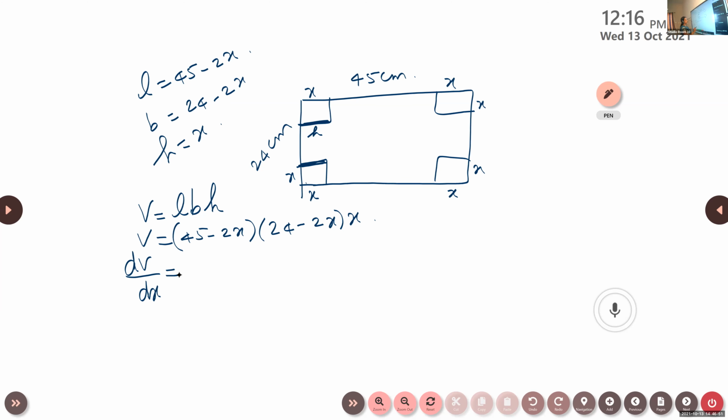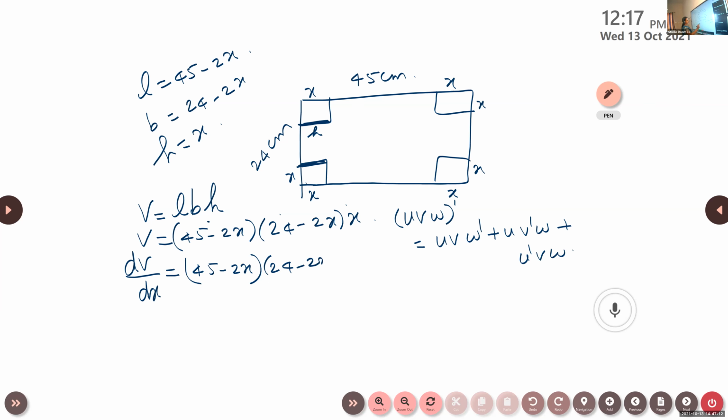Here we can use the product rule, the UVW rule. What is UVW the whole dash? It is UVW dash plus UV dash W plus U dash VW. So when you apply this, what will you get? 45 minus 2x into 24 minus 2x into derivative of x, which is 1, plus 45 minus 2x into the middle term, if you differentiate, 0 minus 2, into x, plus 0 minus 2 into 24 minus 2x into x, isn't it? Now, let's simplify this.